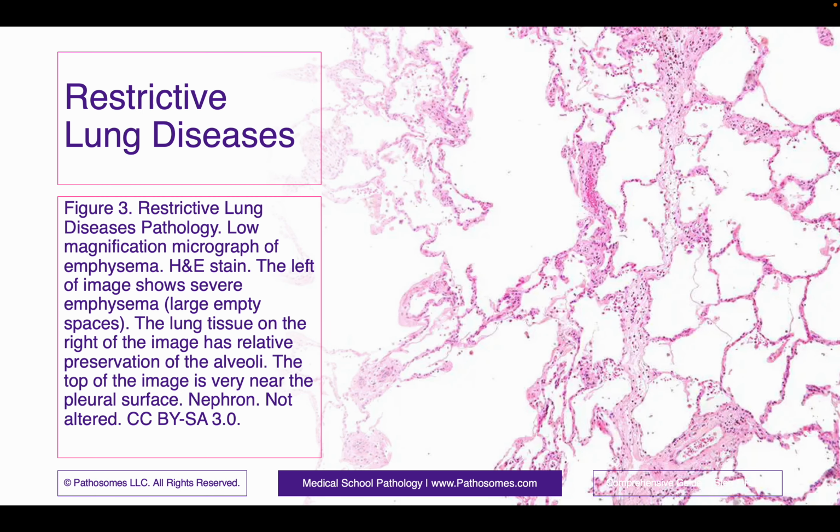And in regards to restrictive lung diseases, we have some histology showing an image from a patient with severe emphysema. Now you might be wondering, how does emphysema cause a restrictive lung disease? Well, that's because they have that recoil abnormality that causes them to collapse, right? That's how emphysema becomes restrictive.